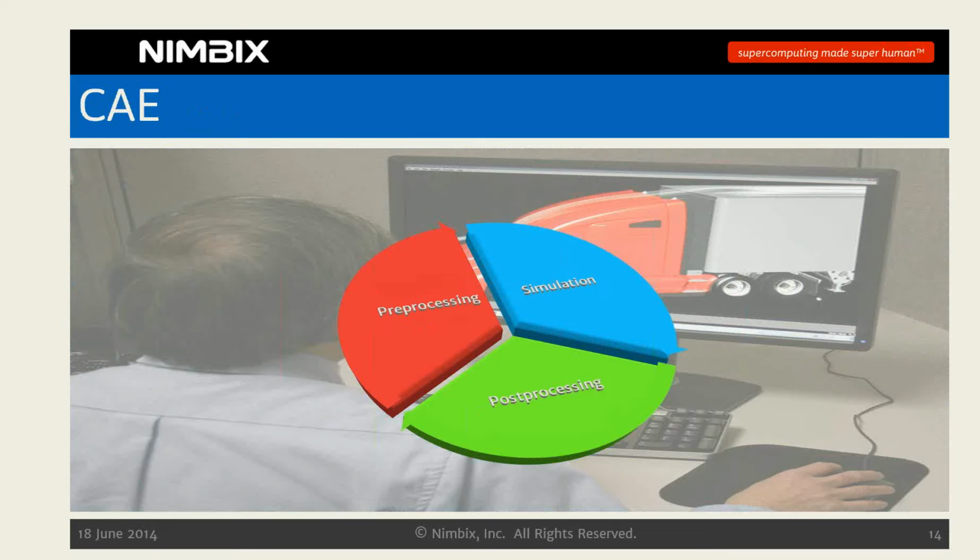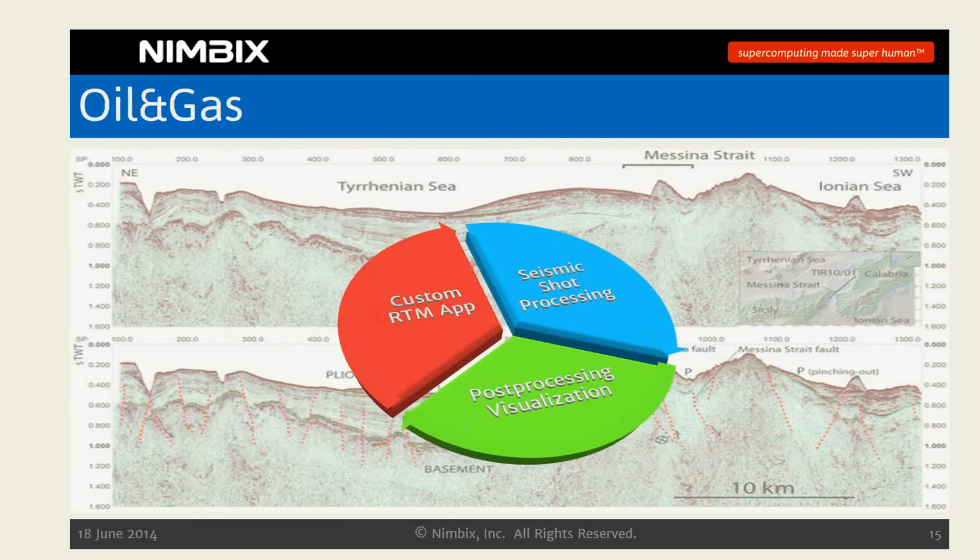CAE, you have your pre-processing, you have your simulation on the compute side, and of course you have your post-processing, where you can visualize the results on the visualize side. Oil and gas, custom RTM application development on the build side. You can do your seismic shot processing on the compute side, and then you can actually do your post-processing visualization when everything is said and done without actually leaving the cloud.